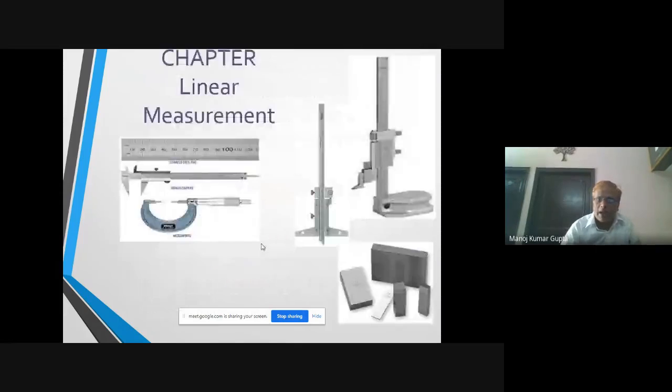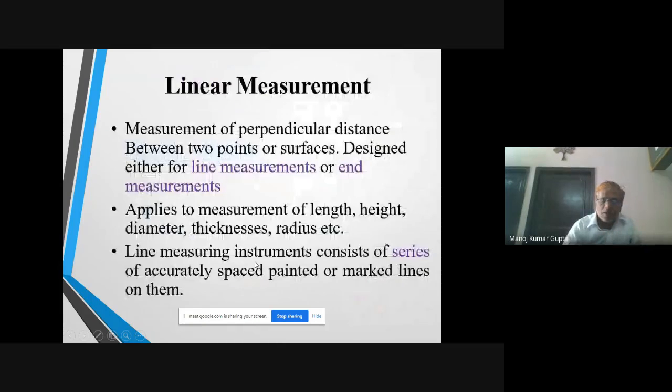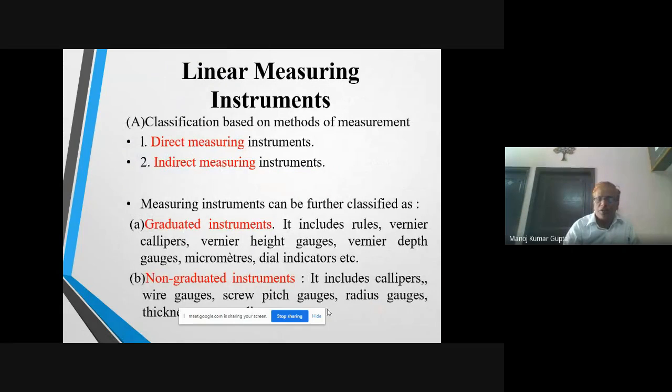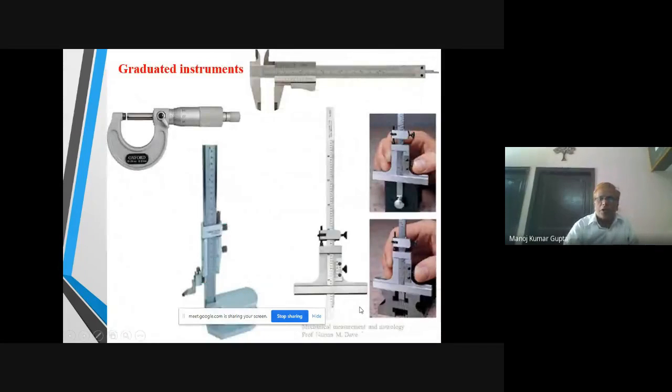Once again, I go back. This is height gauge, vernier height gauge. This is vernier height gauge. This is vernier depth gauge, and these are the slip gauges. These at the lower corner are slip gauges. These are non-graduated instruments. There are also calipers, wire gauges, screw pitch gauges, radius gauges, thickness gauges. Graduated instruments I have shown you. This is micrometer, this is vernier caliper, this is height gauge, this is depth gauge.